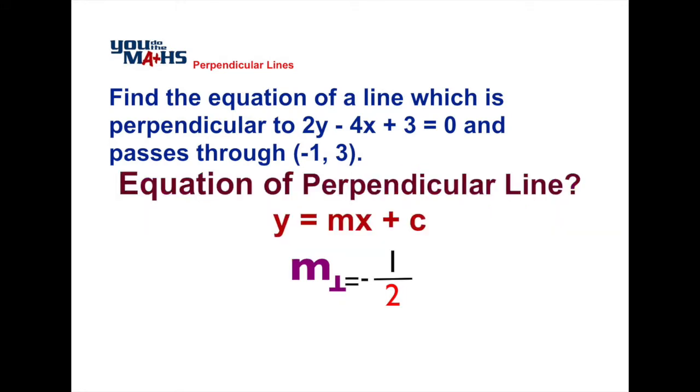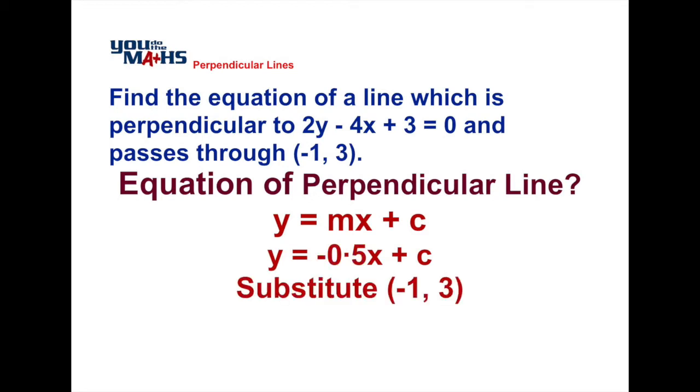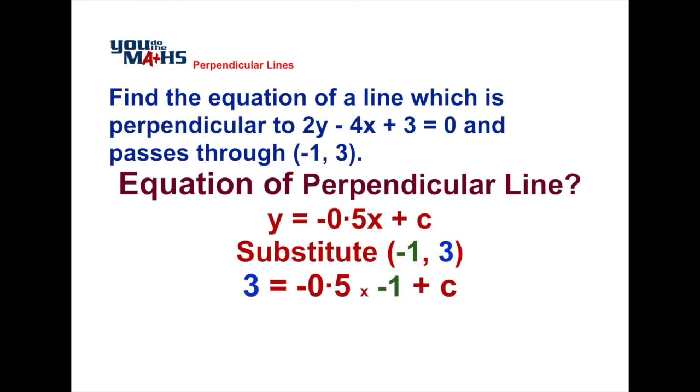So we'll substitute it into our formula, y equals mx plus c. So we've got y equals negative 0.5x plus c. We've just substituted the gradient in there. Now the next process is to substitute a point, in other words an x and a y value, to help us find c. We'll put the -1 in for the x and the 3 for the y. In doing that, we can see that we get 3 equals positive 0.5 plus c.